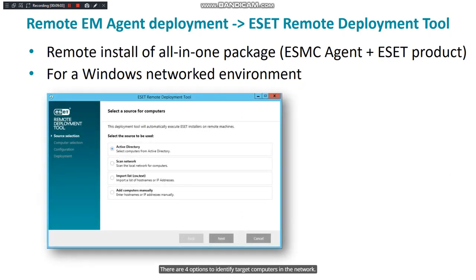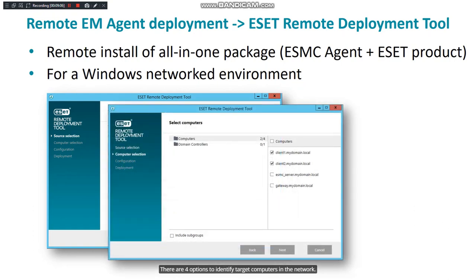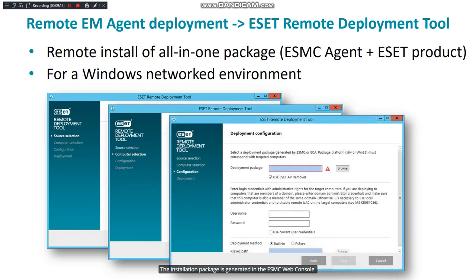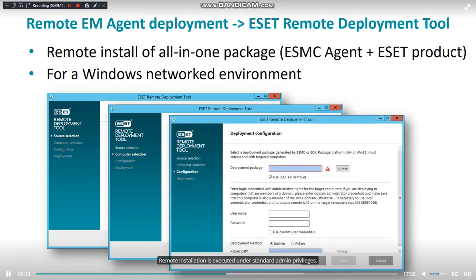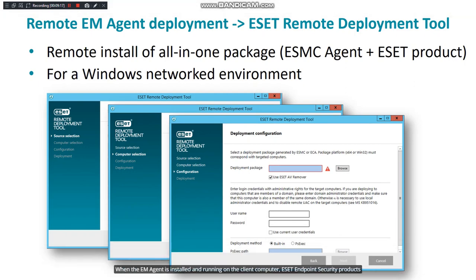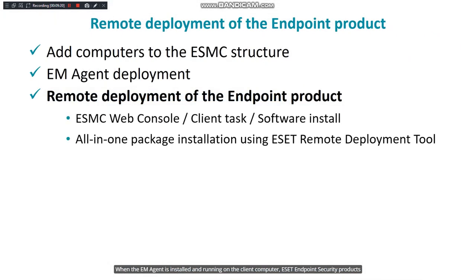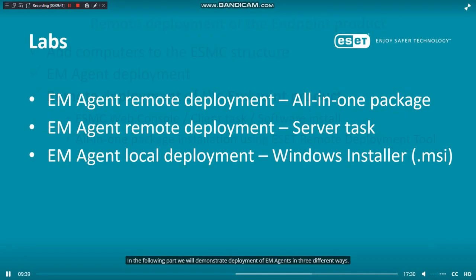There are 4 options to identify target computers in the network. The installation package is generated in the ESMC web console. Remote installation is executed under standard admin privileges. When the EM agent is installed and running on the client computer, ESET endpoint security products can be installed remotely using client task, software install. Second option, how to deploy endpoint product remotely, is to deploy all-in-one package using ESET Remote Deployment Tool. In the following part we will demonstrate deployment of EM agents in 3 different ways.